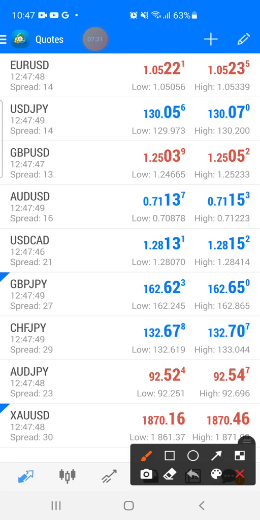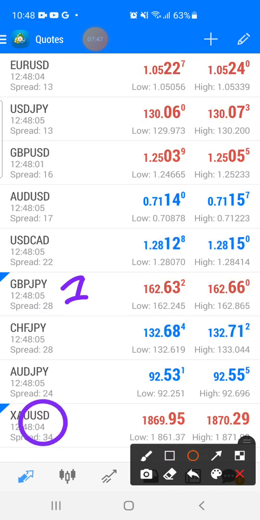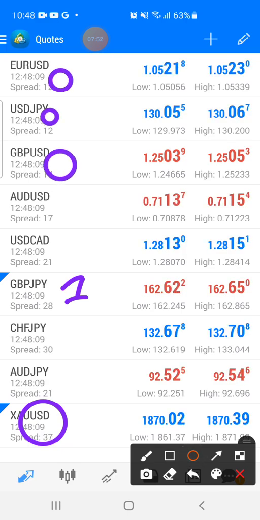This is my number one favorite. I trade this very well. I trade GBP JPY very well. Let me just mark them. I trade this. I trade Euro USD, USD JPY, this.